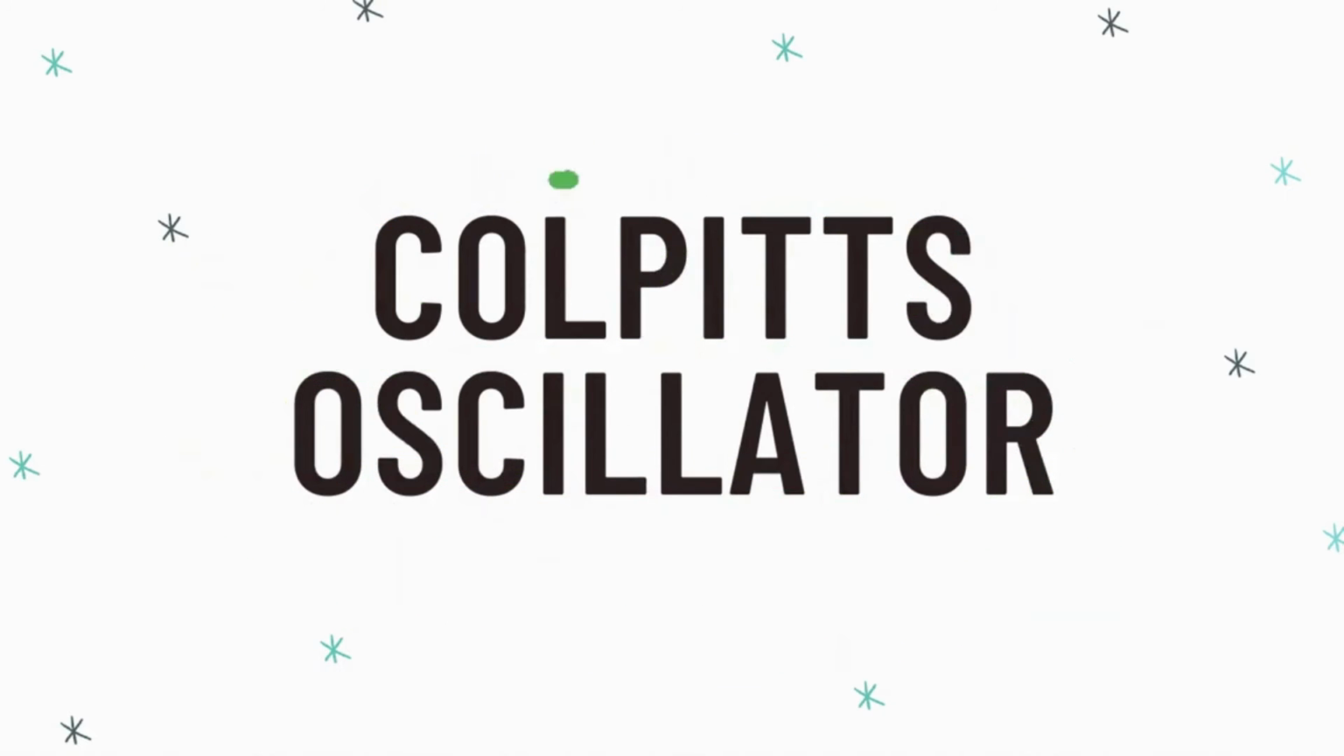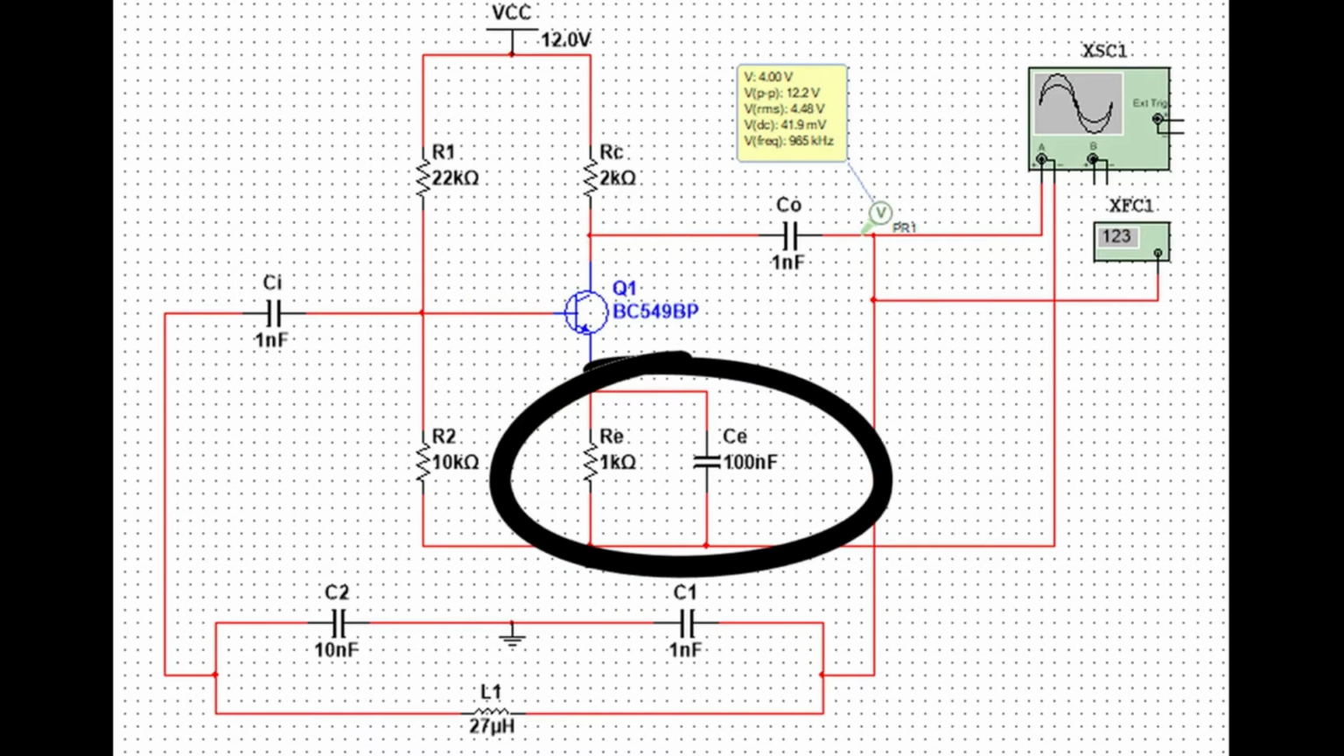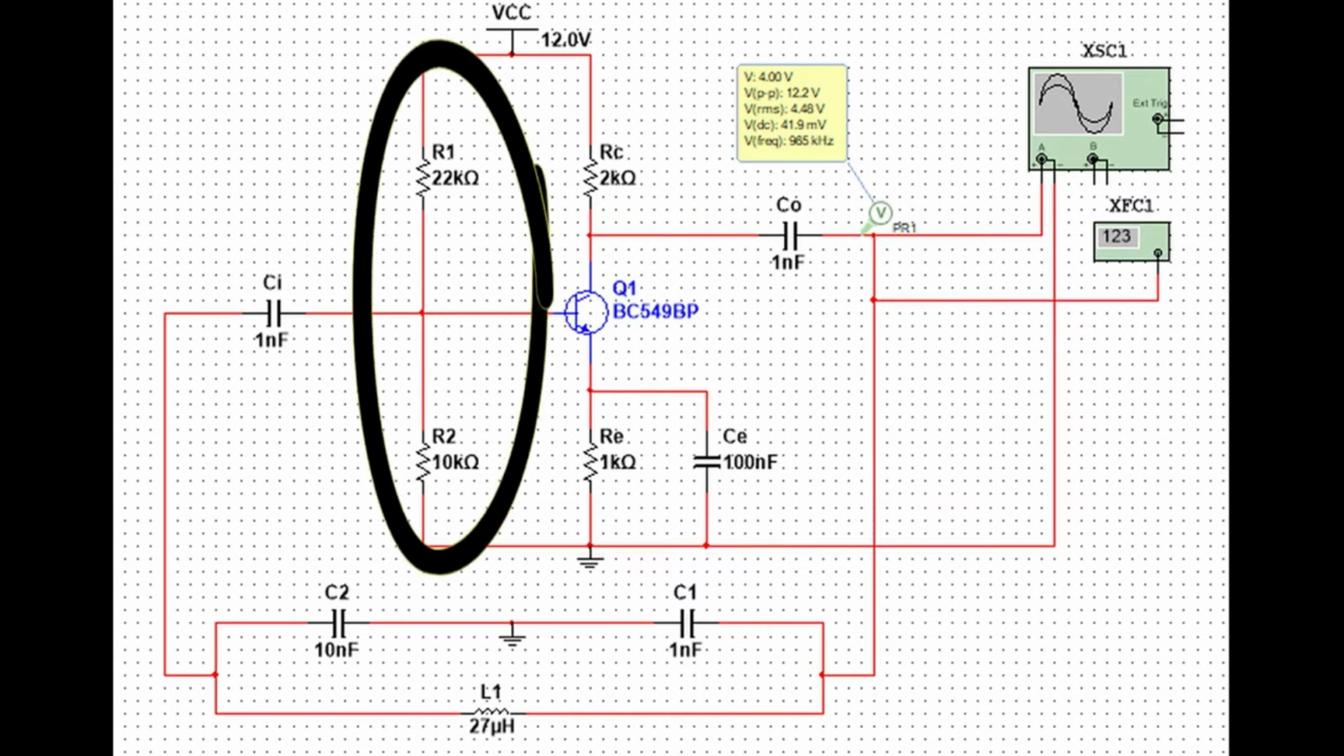Colpitts oscillator design circuit. This is the circuit diagram of the Colpitts oscillator using transistor PC549BP. The resistor and capacitor are connected in parallel, working as a bypass capacitor and providing a low reactive path to the amplified AC signal, while R1 and R2 form a voltage divider bias for the transistor.